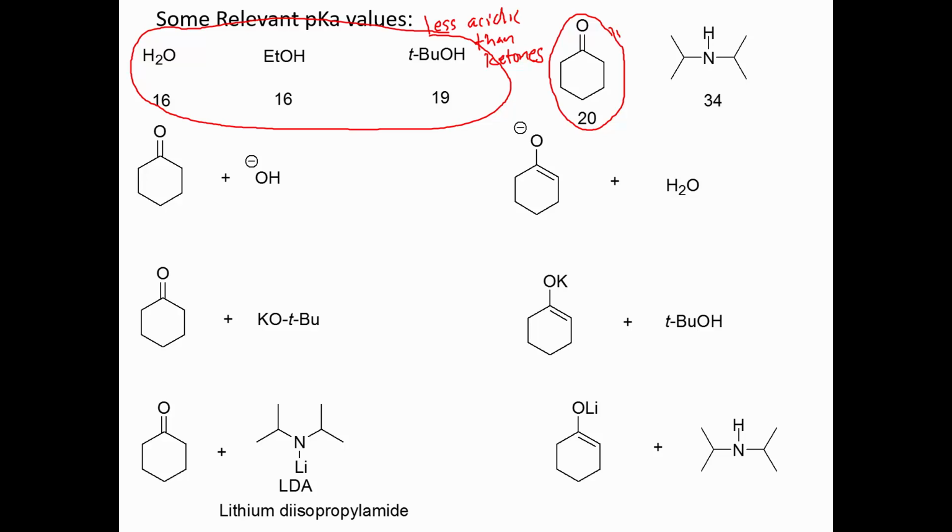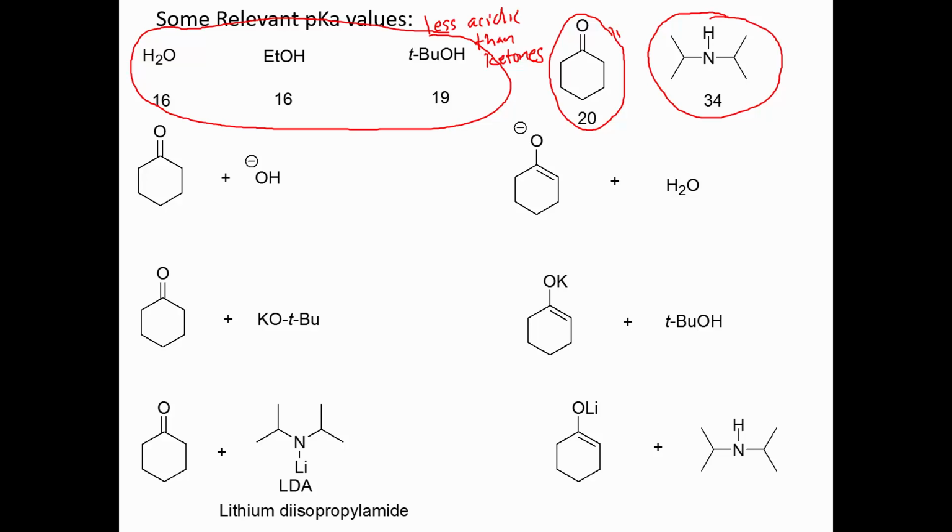We're also going to look at using the conjugate base of this amine as a base, and this compound here has a relatively high pKa. The amine has a pKa of about 34, so its conjugate base is actually very basic, far more basic than a ketone enolate, and that's going to have a big effect on this reaction.